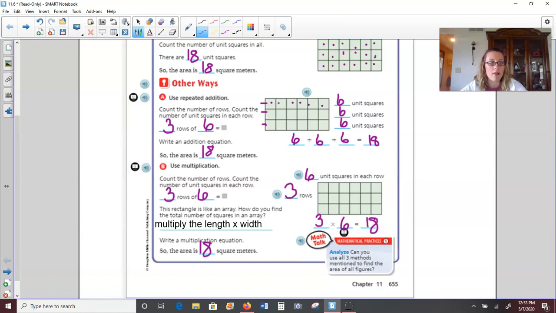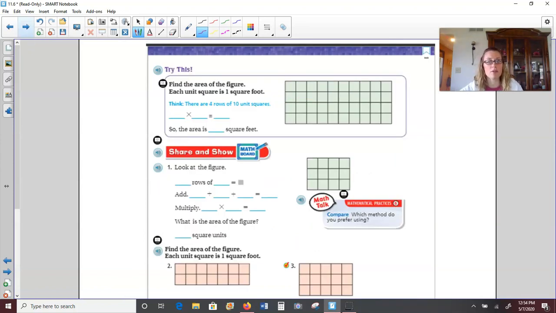Now, multiplying length times width only works whenever we're dealing with squares and rectangles, because in a square or a rectangle, there are the same number of rows and the same amount in each row. When we get to some odd shapes, we can't multiply length times width.